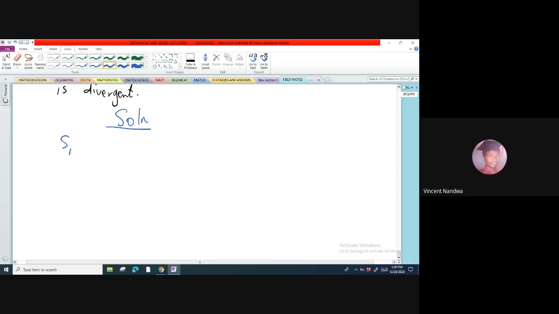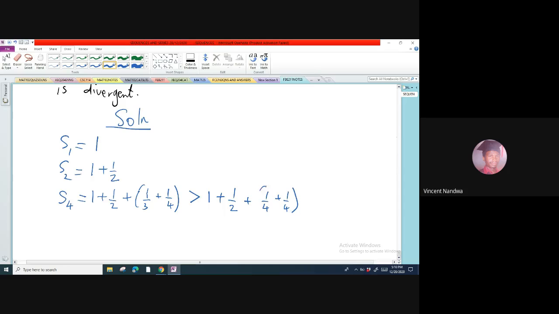So S1 is 1. S2 will be 1 plus a half. S4 will be 1 plus a half plus a third plus 1 over 4, which is greater than 1 plus a half plus a quarter plus a quarter, which is 1 plus 2 over 2.